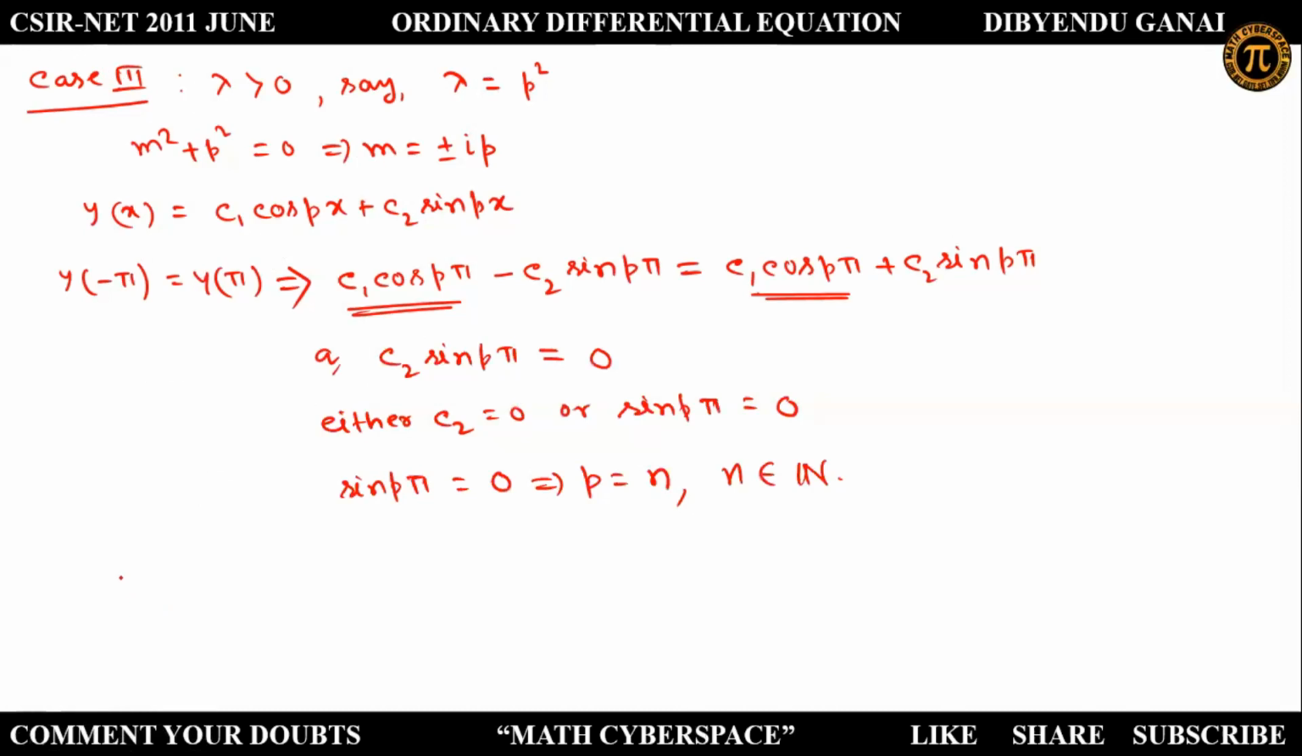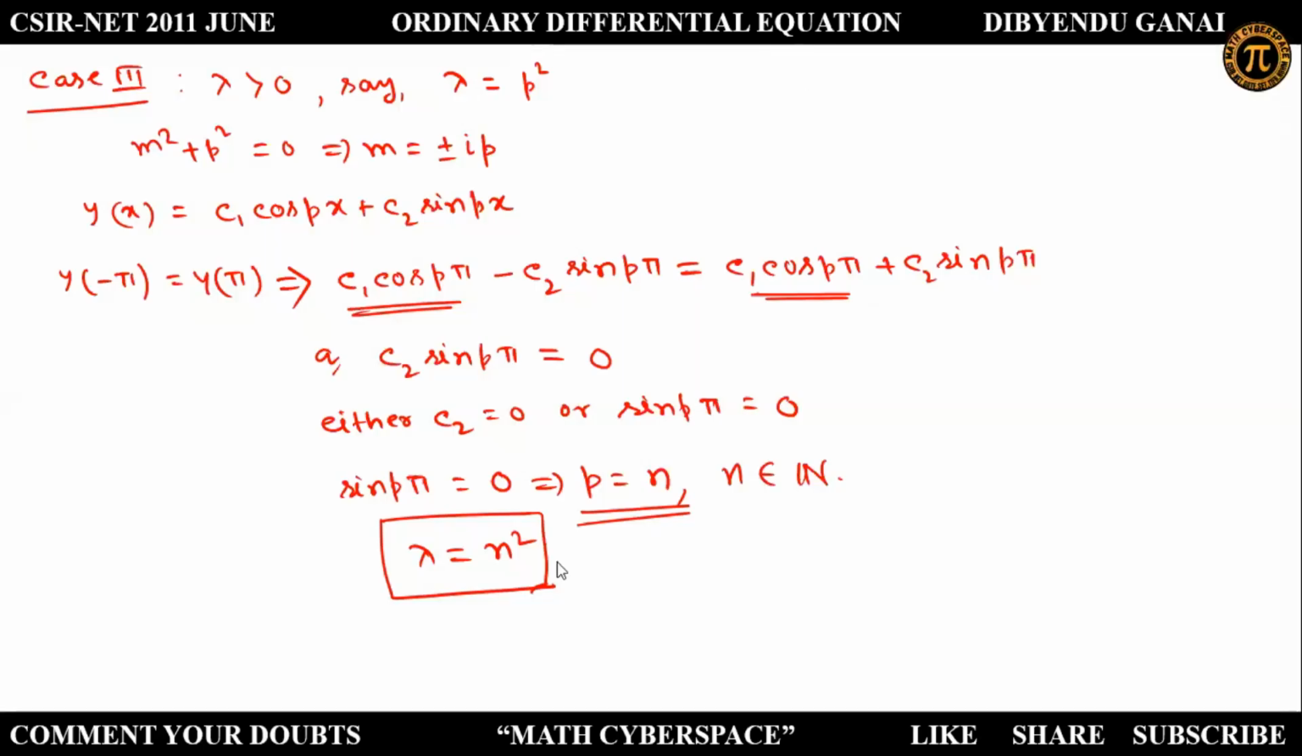Now the second boundary condition, y dash (minus pi) equals y dash (pi). If we use this, then similarly to what we have done previously, here sin p pi equals 0. That means p equals n. So from here we can say lambda equals n square, right?